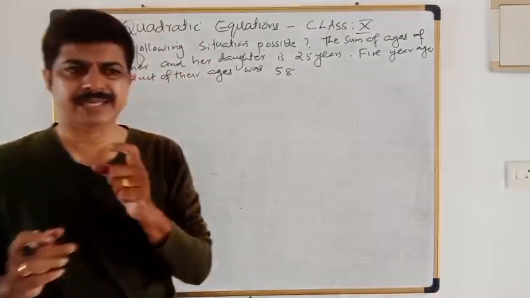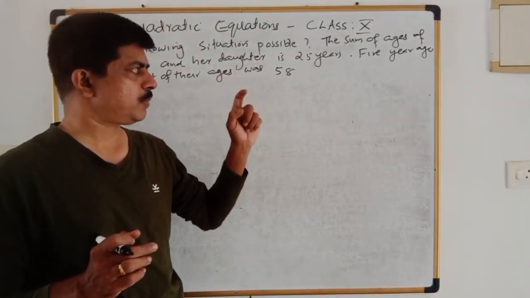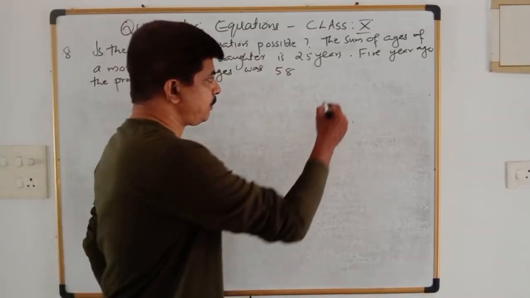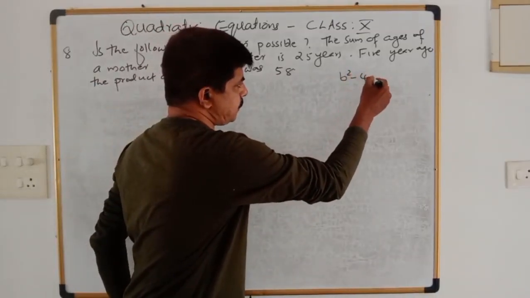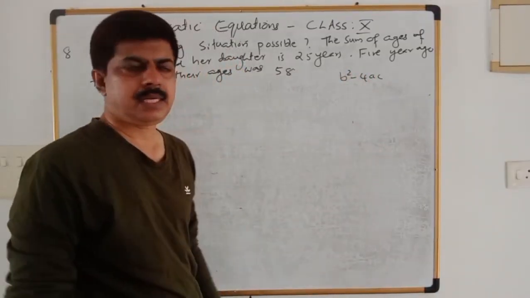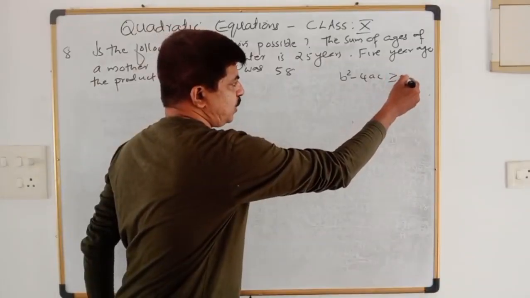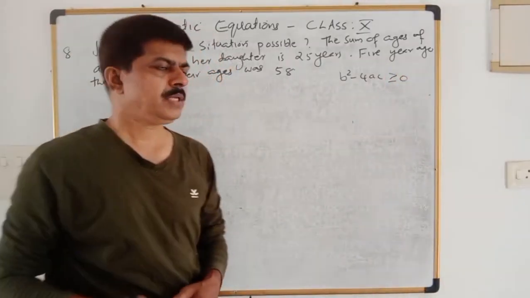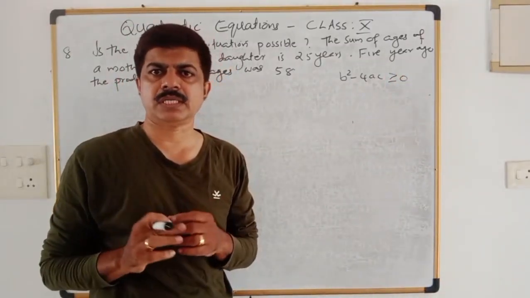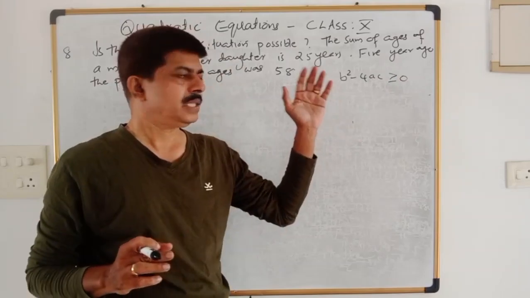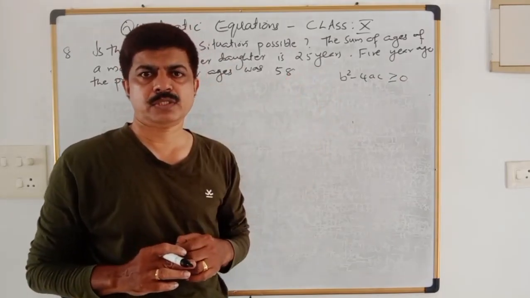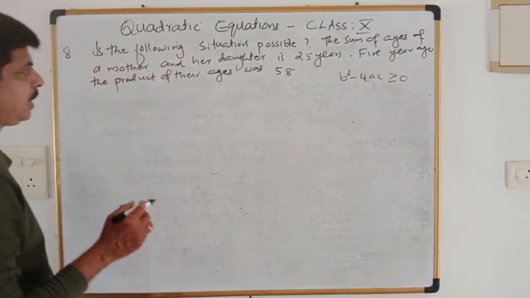So, the method to check whether the situation is possible or not: we have to find out our b square minus 4ac, what is it called? Determinant. This determinant must be greater than or equal to 0. It should be a positive value. Then only we can say that the given situation is possible. First, let us form a quadratic equation.